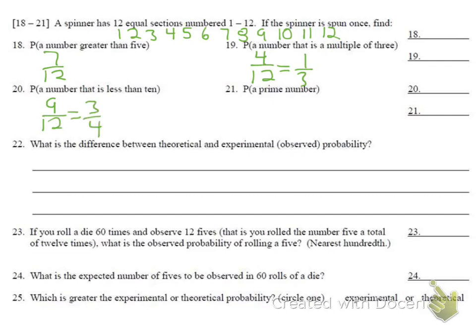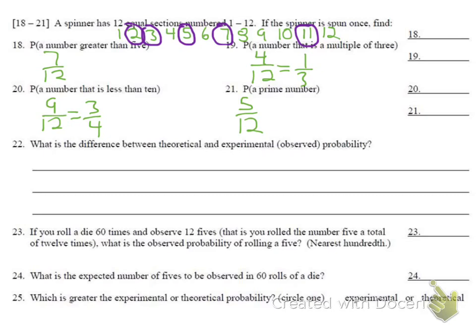And that it's a prime number. Now your prime numbers are going to be 2, 3, 5, 7, and 11. So you actually have 5 of them are prime numbers. And if you don't remember, a prime number is when its only factors are 1 and itself. So 2, 3, 5, 7, 11 are the prime numbers.